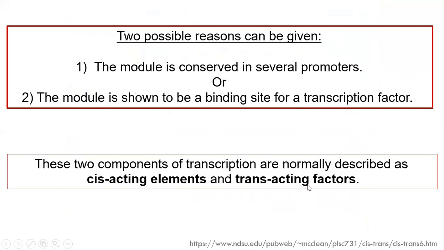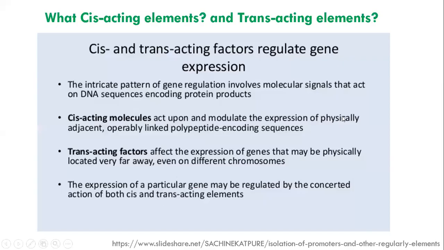These are important terms. For any given promoter, we will talk about what the cis-acting elements are and what the trans-acting factors are. Factors means these are the proteins involved in attaching to the given sequences. What are the cis elements in a more abbreviated definition form? Cis-acting molecules or elements act upon and modulate the expression of a physically adjacent, operably linked polynucleotide encoding sequence.